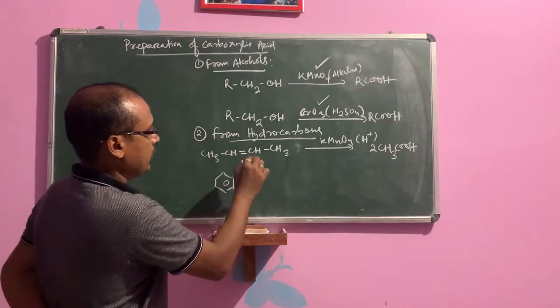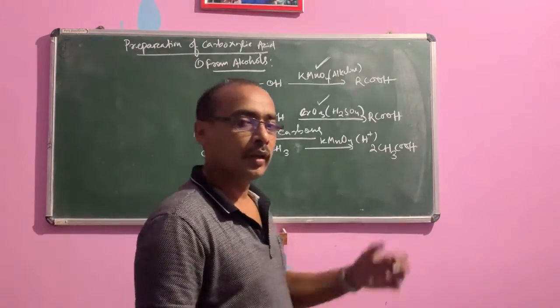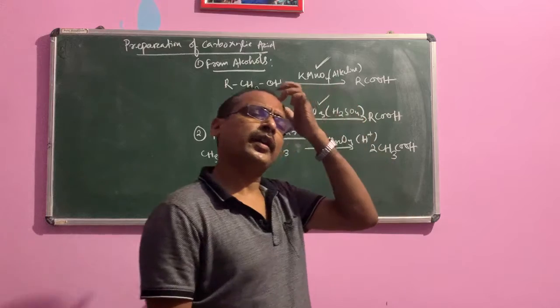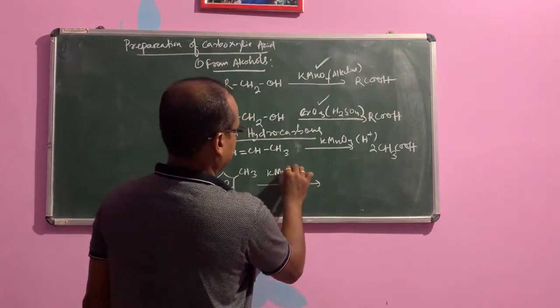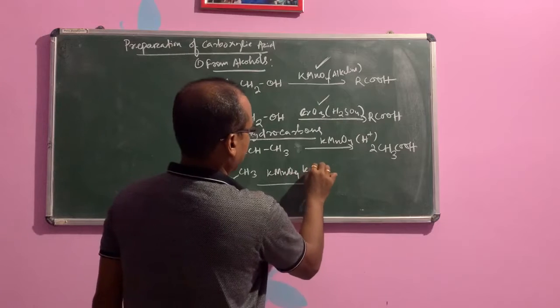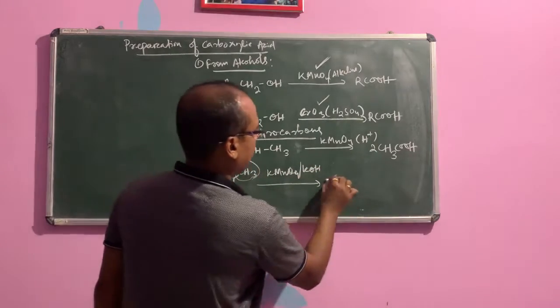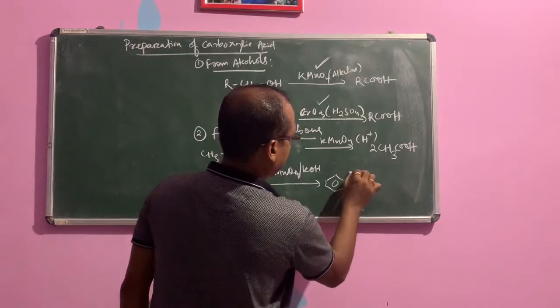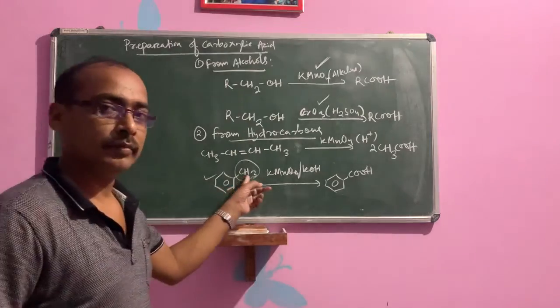Or if you treat an alkyl benzene, that is your toluene, with potassium permanganate, that is KMnO4 and KOH, this side chain will form benzoic acid.